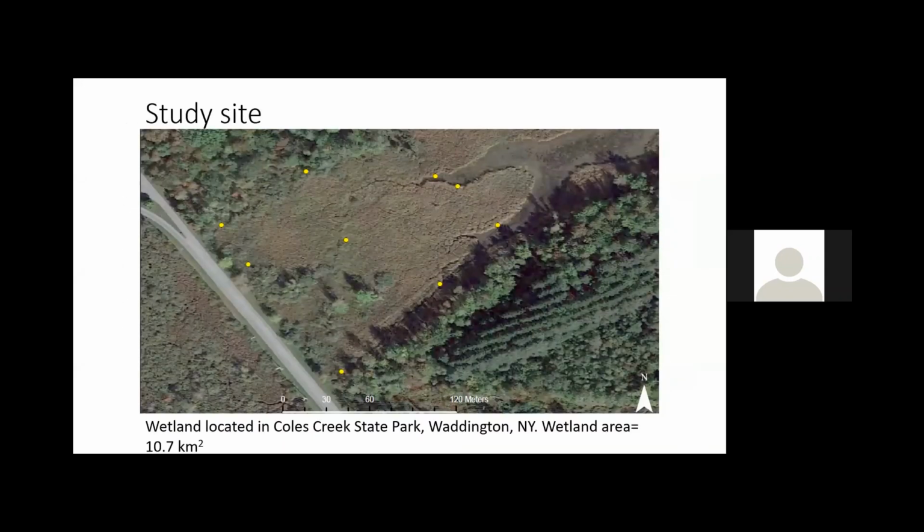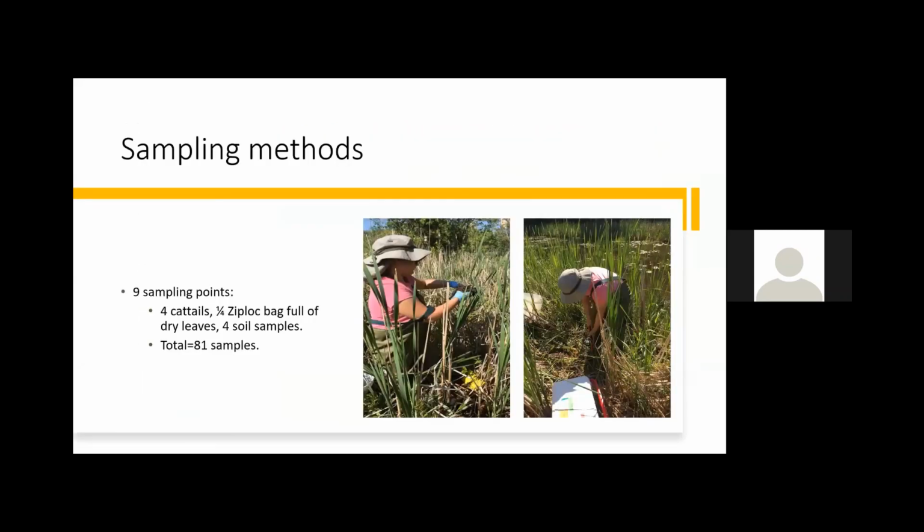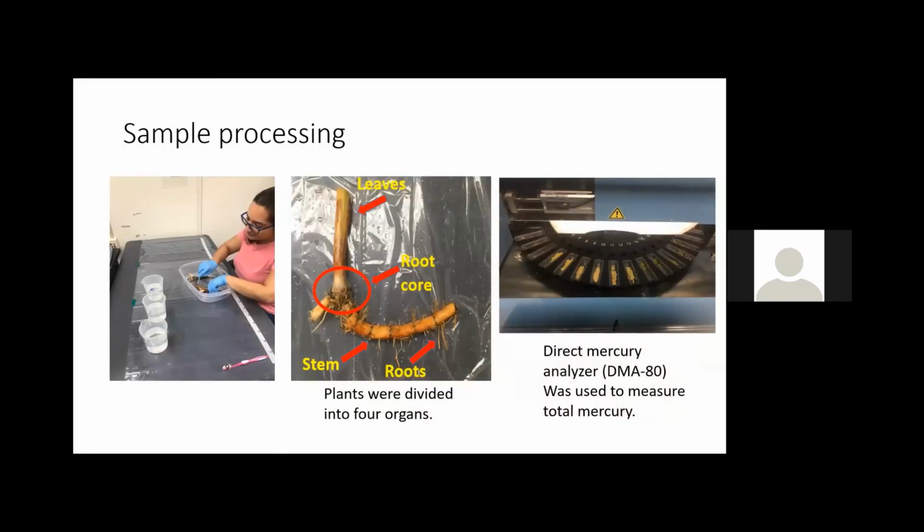Our study site is a model wetland located in a state park in Wellington, New York. It was chosen as a model because of its accessibility. Its area may also be representative of the areas of other wetlands within the river. We took samples at 9 sampling points. From each sampling point, we took 4 cattail individuals, 1 quart Ziploc bag full of dry leaves, and 4 soil samples. We had in total 81 samples to process.